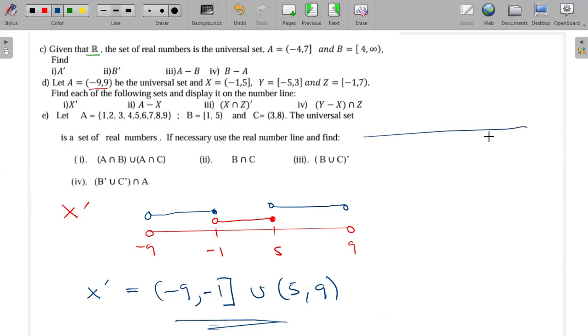I can plot that also separately. That is, if I say this is the universal set, -9 to 9, then plotting that, I'll have -9 all the way to -1, and it's closed at -1. Then at 5 here it's open, to 9 open. So this is my x complement. Okay, let's do the next one.